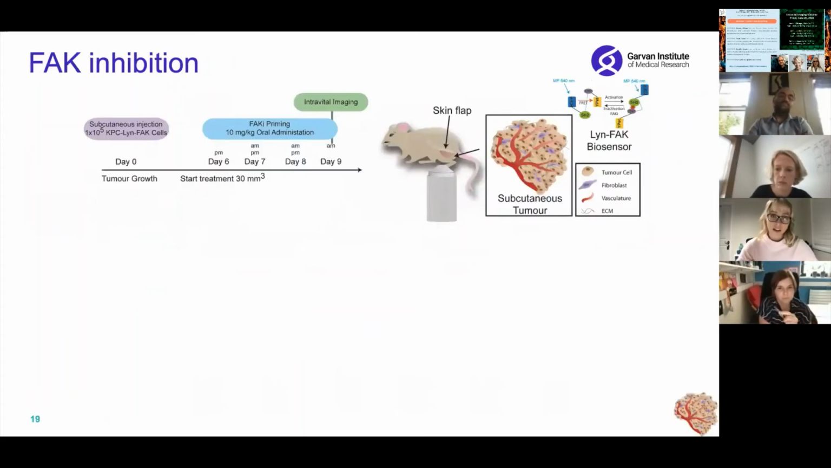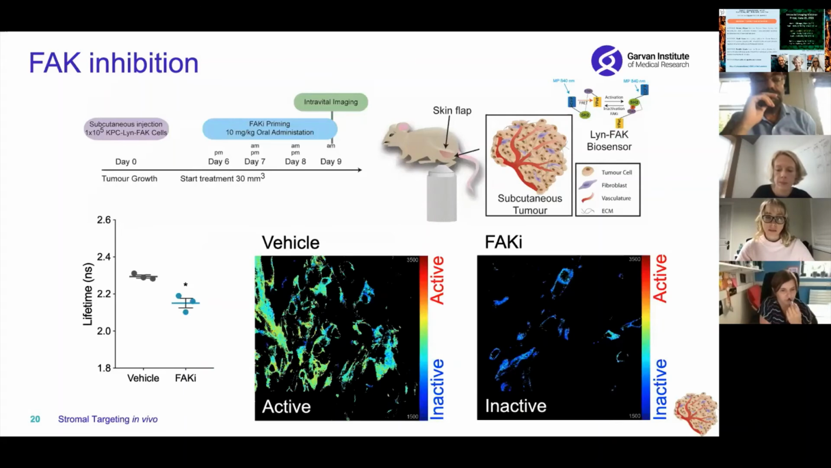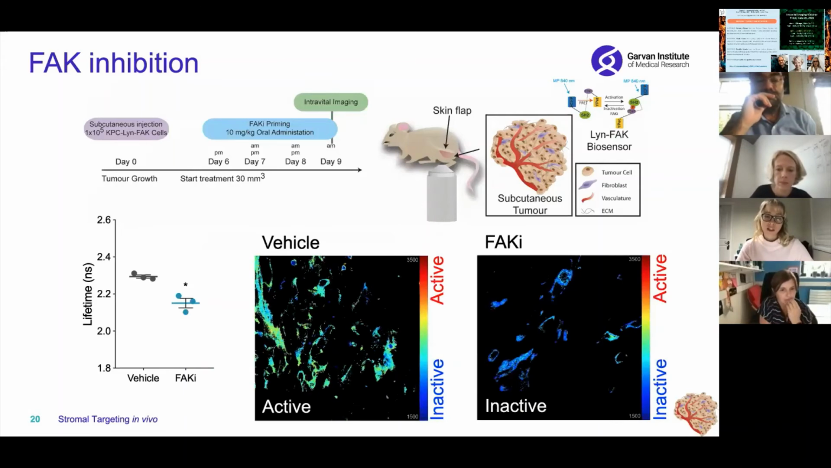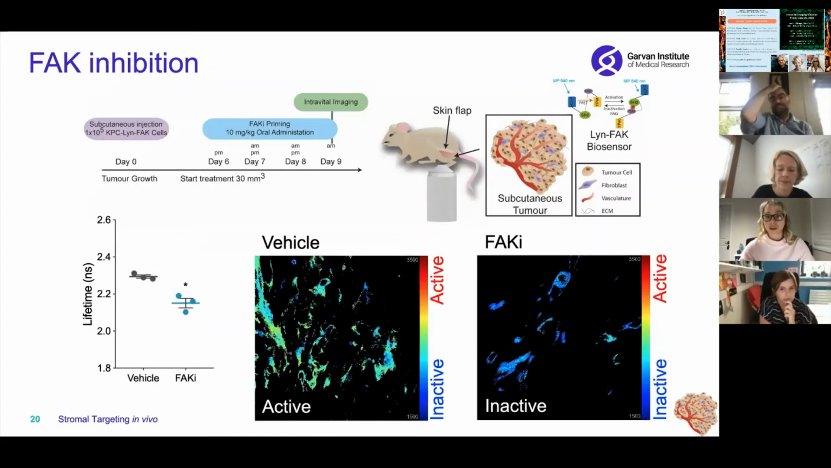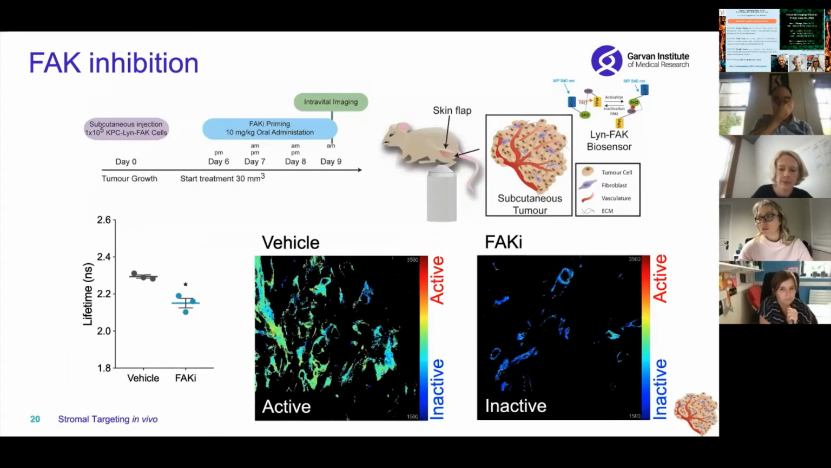So just to verify that our drugs are doing what they should, we performed simple skin flap surgery. Once the tumours were developed, we treated our mice with our FAK inhibitors, and a couple of hours later, following surgery, we intravitally imaged the FAK biosensors which we'd utilised in these cells. And as we expected, in our vehicle conditions, FAK was highly active in these tumours. However, when we treated these mice with our focal adhesion kinase inhibitors, as we hoped, FAK was rendered inactive.